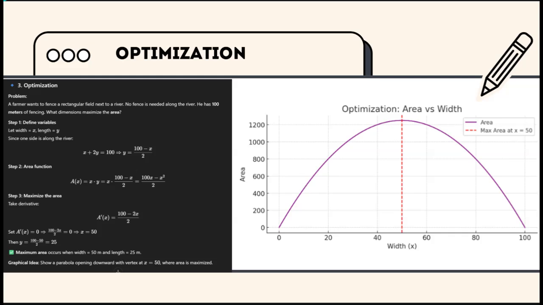The graph confirms it. A downward opening parabola peaks right at x equals 50, showing the maximum area when the dimensions are 50 by 25 meters.